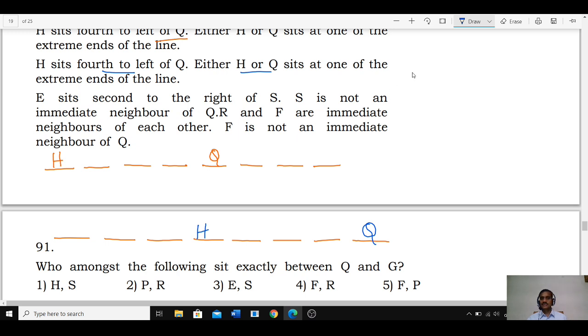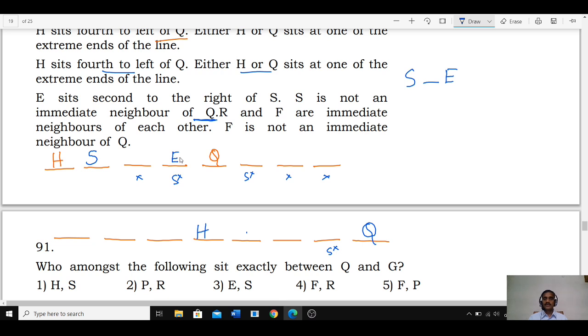And E sits second to the right of S. E is seated second to the right of S. S is not an immediate neighbor of Q. Here also, S is not an immediate neighbor of Q, and S cannot be here. If S is here, E cannot be here, not possible. Hence, what is the only possibility? S is at this place.